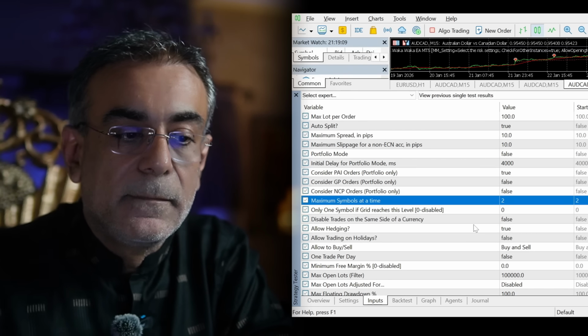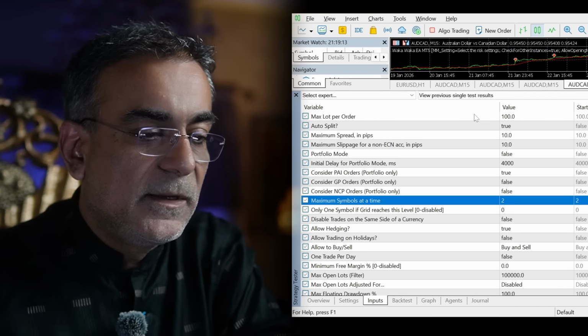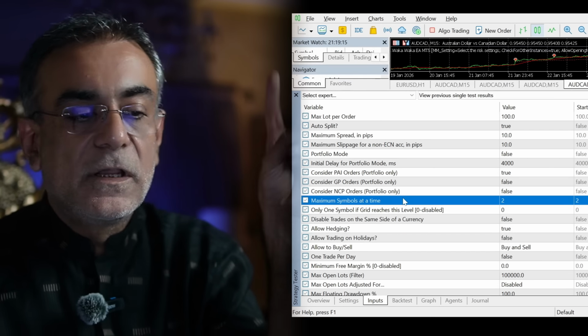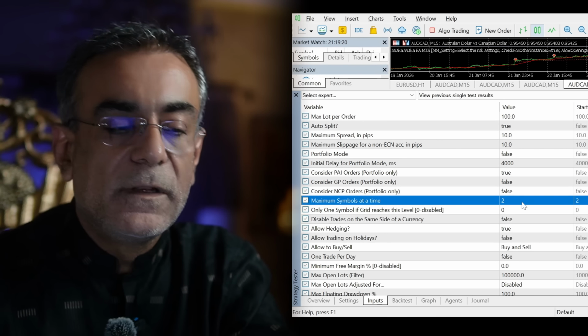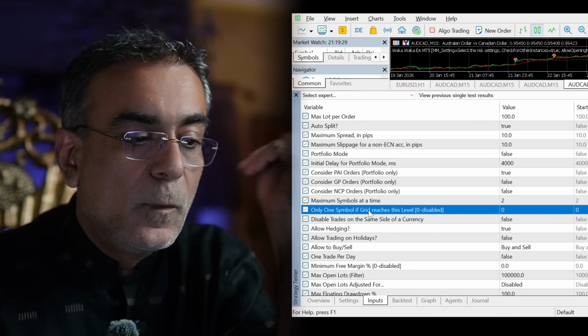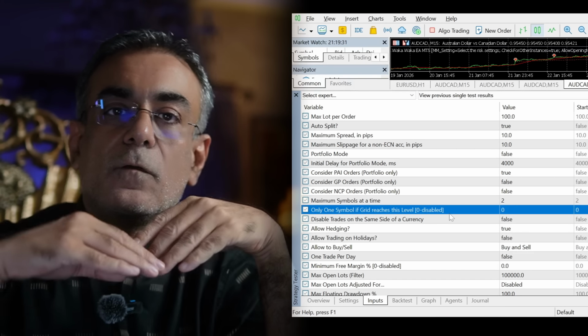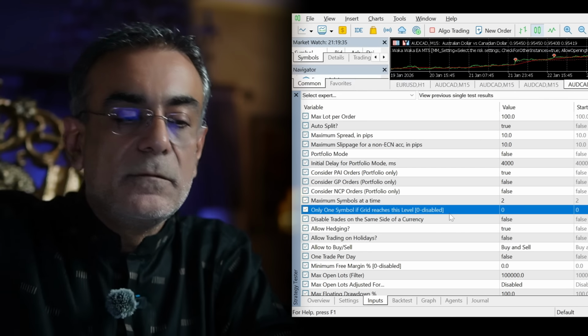Maximum number at a time. So even though you might have 3 or 4 currencies at the same time, if 2 currencies already have grids, then you don't allow more grids to open up. So that's a very good restriction that you can put. Only one symbol if the grid reaches this level. So on one symbol, if it reaches level 4, so it's a massive grid, then you don't want to allow anything else.